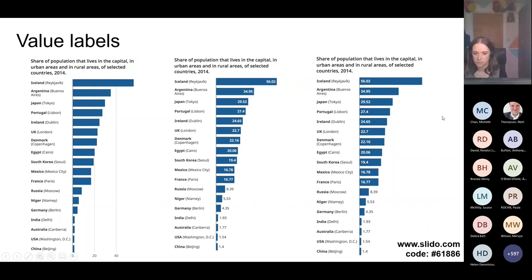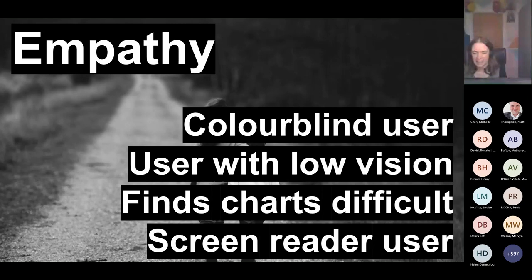So going back to those empathy examples we had at the start and how we can help them, to wrap up. For the colorblind user, we talked a lot about color and how we can help with different uses of color and maybe just changing the charts we use. For users with low vision, we can help them with an SVG format for the image of the chart to provide clarity when they zoom in, or the plain text alternative, really important if they can't see the chart. And for users who find charts difficult or are screen reader users, it's the plain text that really comes into play, and it should be descriptive, in a place they can access easily and where it makes sense.